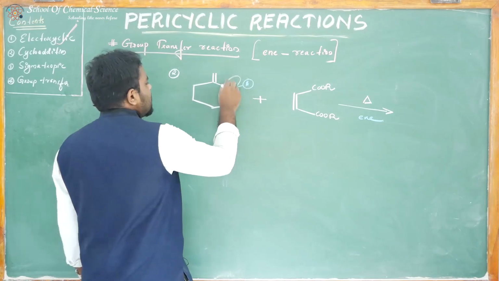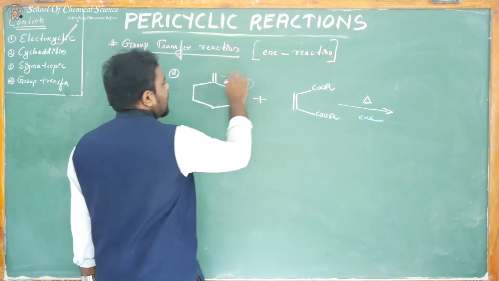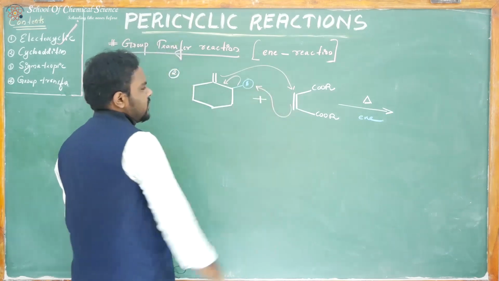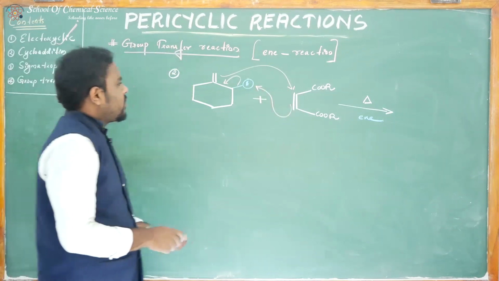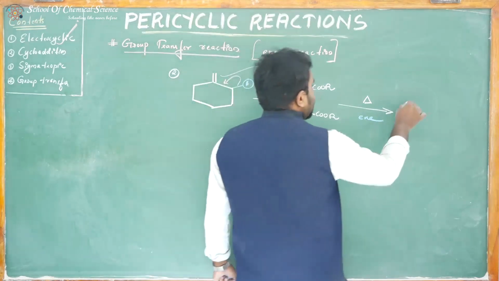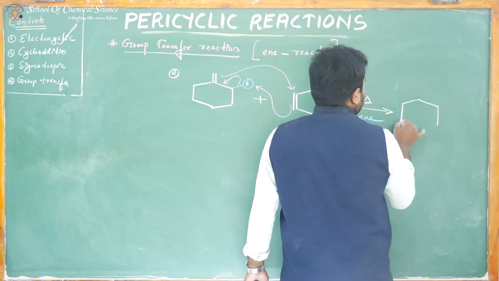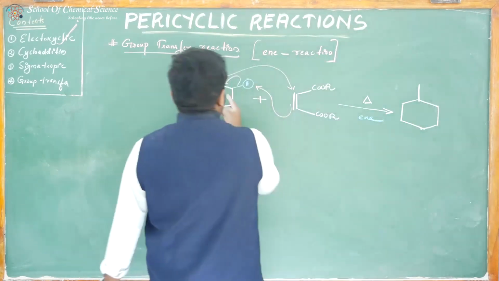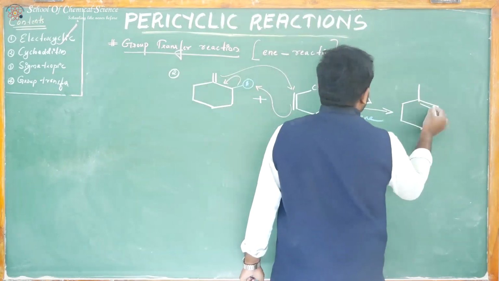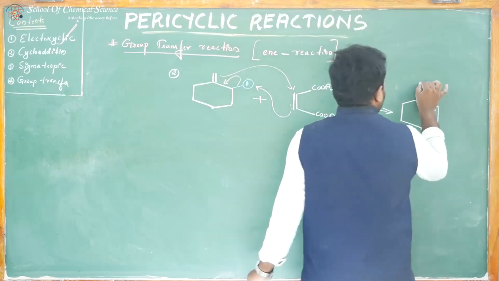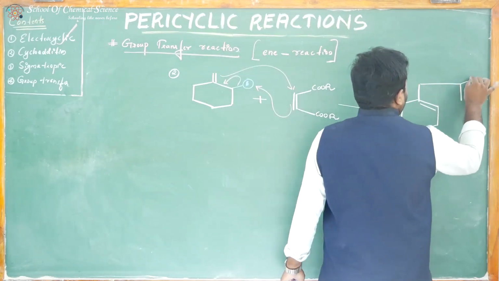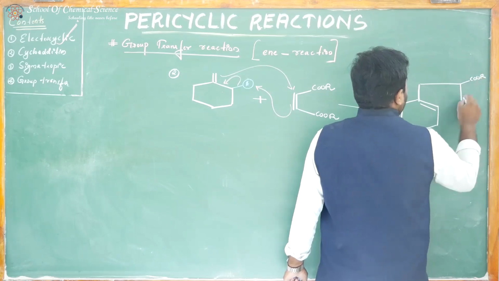This carbon-hydrogen sigma bond will make a pi bond here. This shifts towards this carbon, and this catches up the hydrogen. So what will be your product? The six-membered ring is present as such. Here a single bond, here a new pi bond is formed. This carbon is connected to these two carbons, the first carbon containing a COOR group.